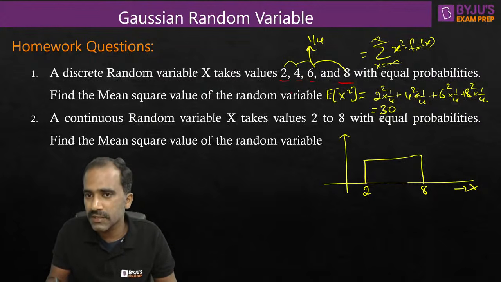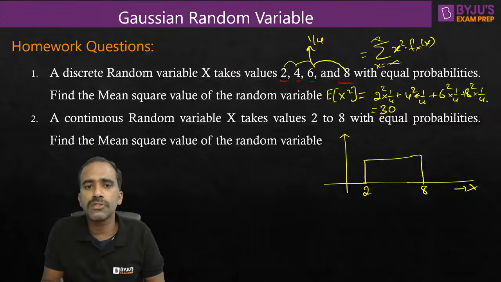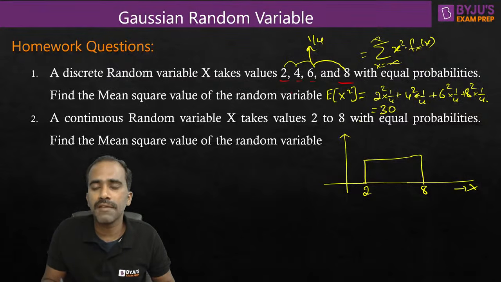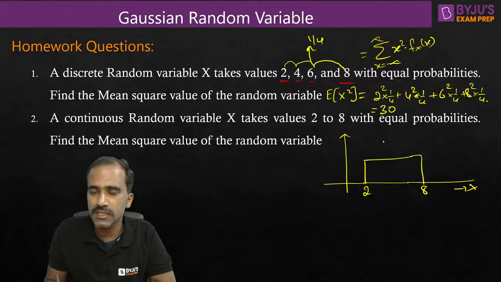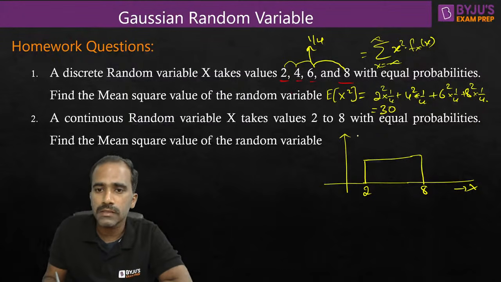Instead of saying this sentence with equal probabilities, they can also say that this random variable x is having a uniform distribution, or it's a uniform random variable. They can use different sentences. They all mean the same thing. Right. So this is the PDF information that is given.